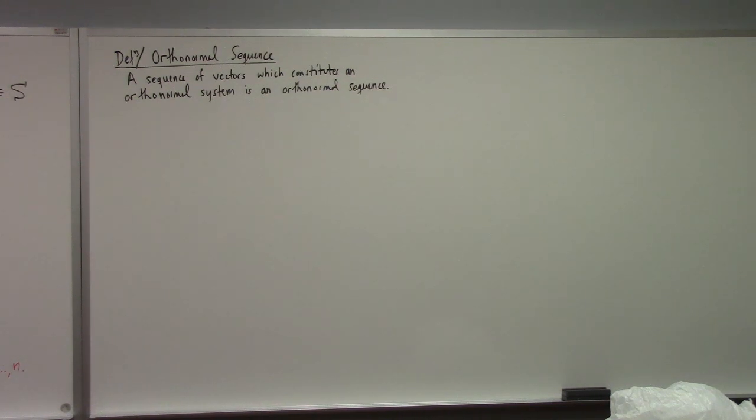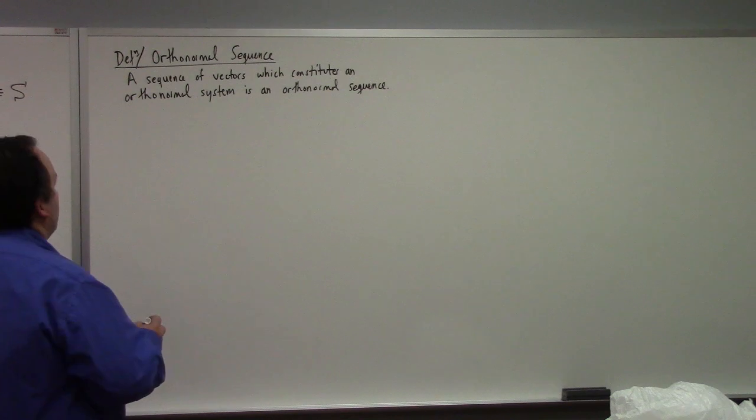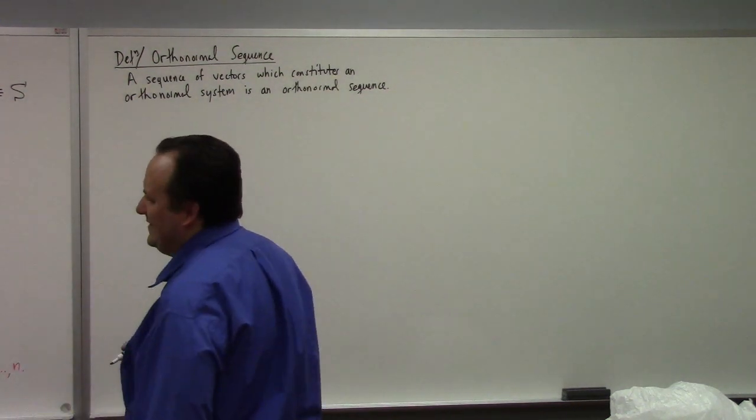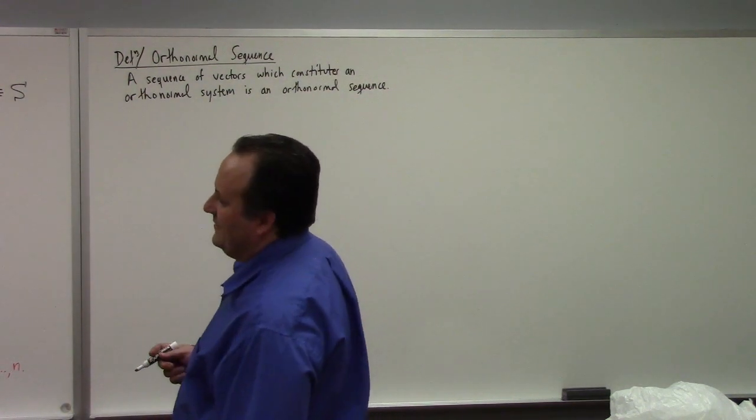Oh, look, Kronecker delta. So he says in applications, it's often convenient to use sequences indexed by the set of all integers Z. The condition of orthonormality of a sequence can be expressed in terms of the Kronecker delta, as he says there.